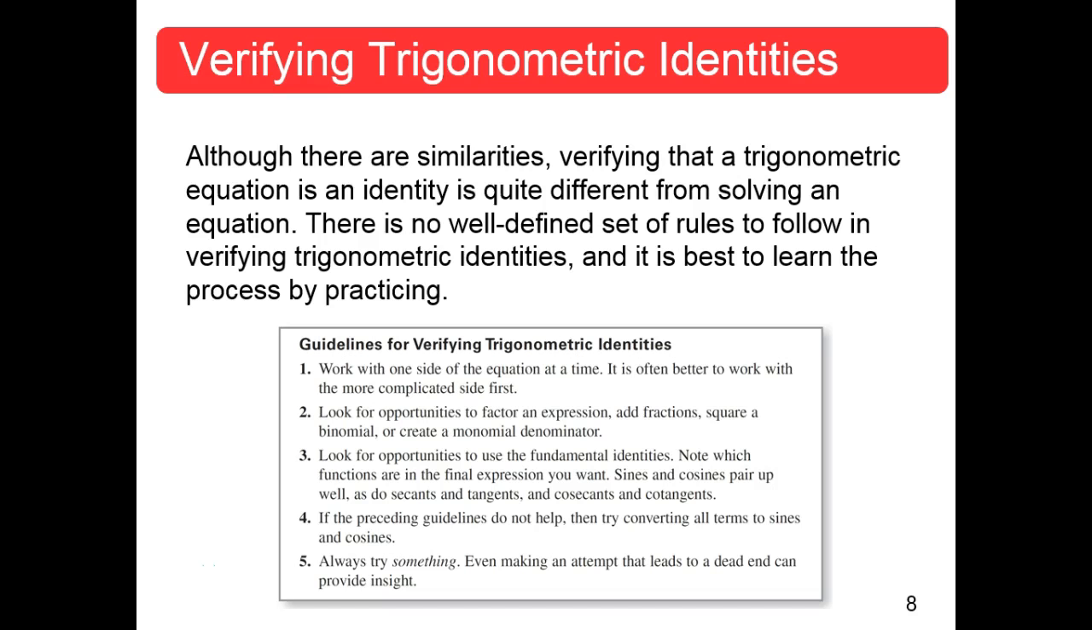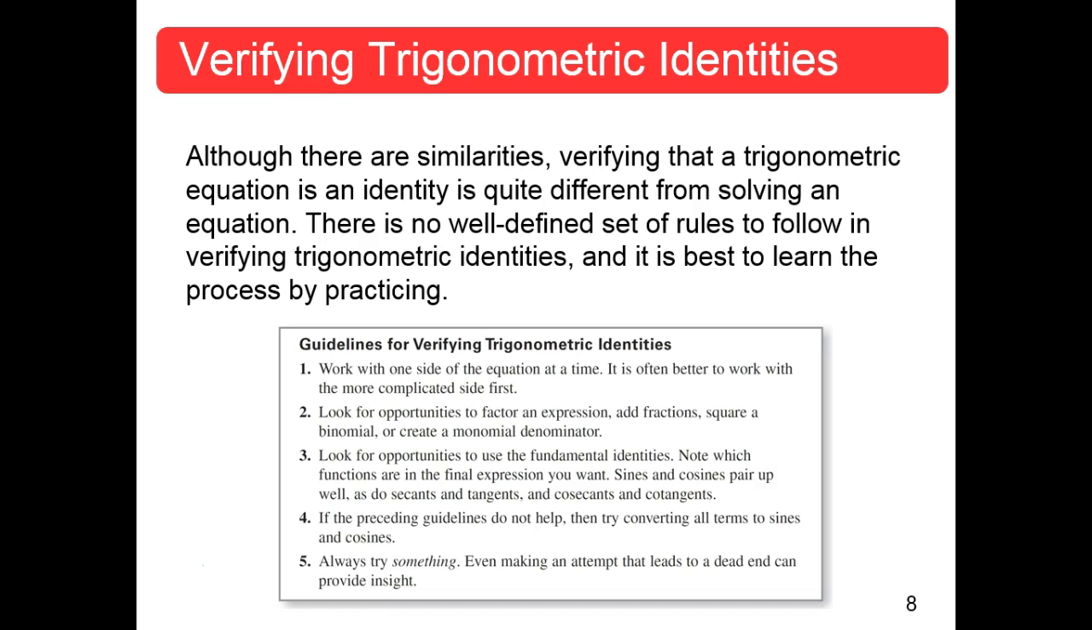Because in solving an equation, usually you're trying to isolate something on one side, so you move things across the equal sign. Divide, multiply, add, subtract, square root. You do things across an equal sign. For an identity, we never cross the equal sign. We can play with this side, we can play with that side, but don't ever cross the equal sign. There's no well-defined set of rules to follow in verifying trigonometric identities, and it's best, it says, to learn by practice. So practice.